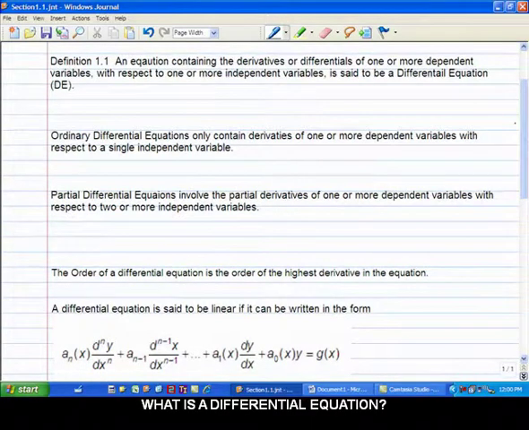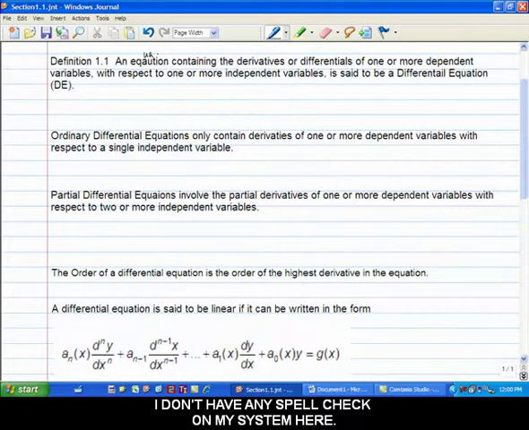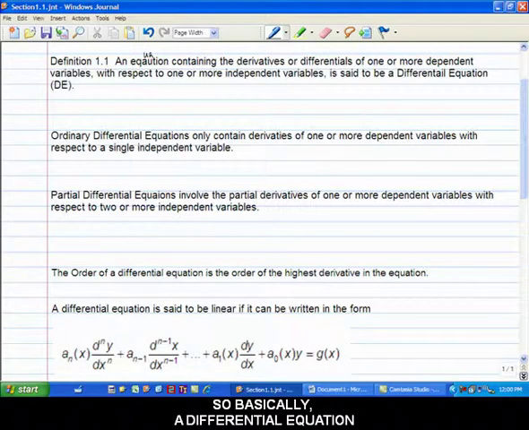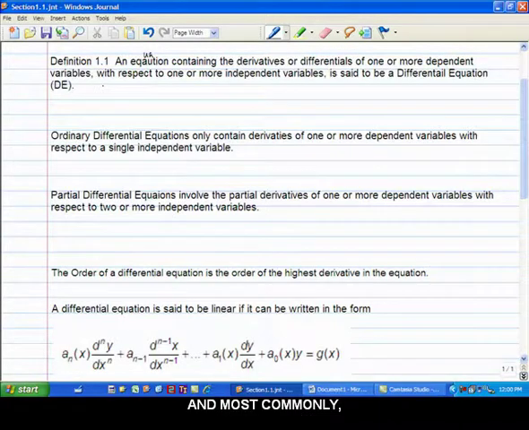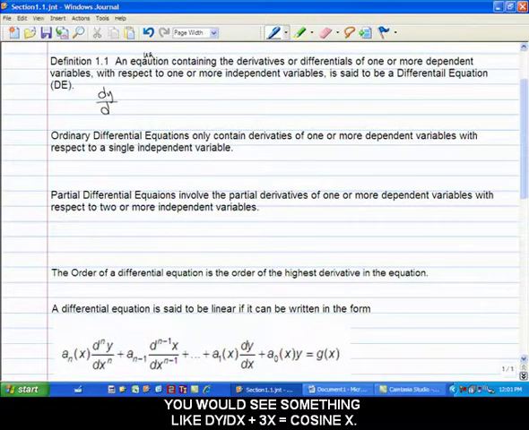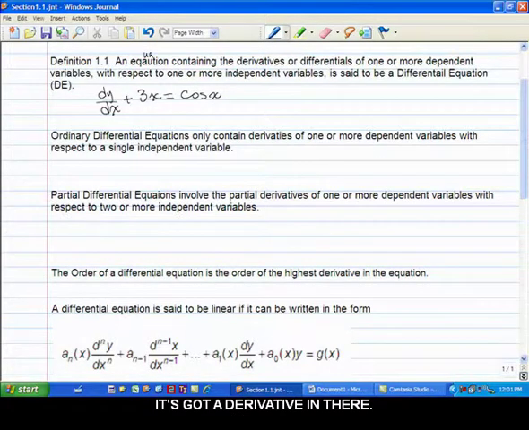What is a differential equation? So basically, oh look, there's a spelling error already. I don't have any spell check on my system here. So basically, a differential equation is just an equation that contains derivatives. And most commonly, you would see something like dy/dx plus 3x equals cosine x. That would be a differential equation. It's got a derivative in there.